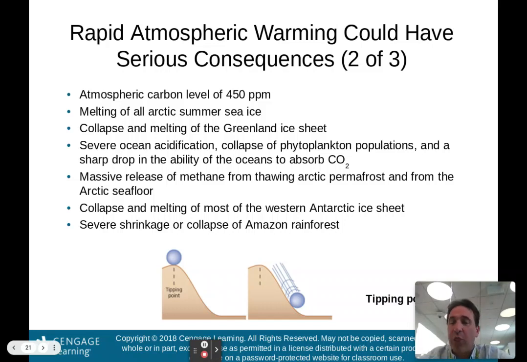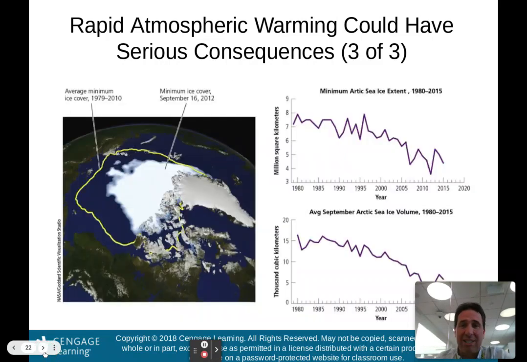Believe it or not, when you thaw that permafrost, you're actually releasing methane that has been trapped for millions of years in the permafrost, and that's adding to the greenhouse gases. Collapse and melting of most of the western Antarctic ice sheet, and severe shrinkage or collapse of the Amazon rainforest. These could be some of the serious consequences if we reach that tipping point.